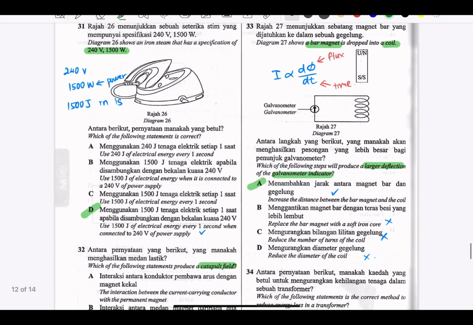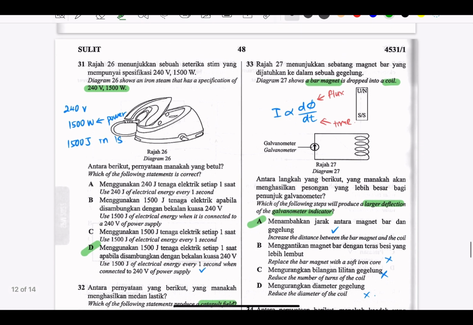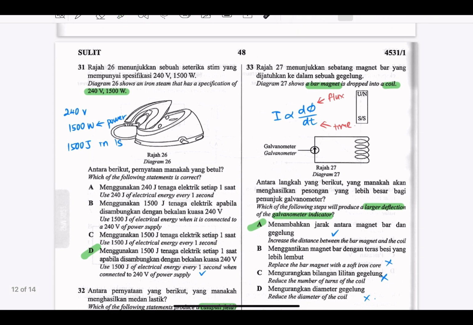Increase the distance between the bar magnet and the coil. Okay, when we drop the bar magnet from a higher position, the bar magnet will drop. The gravitational acceleration will cause the bar magnet to accelerate. So the velocity when it passes through the coil over here will increase compared to when you drop the bar magnet at a lower position.